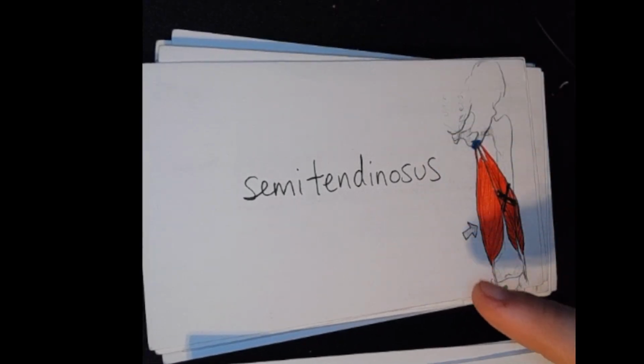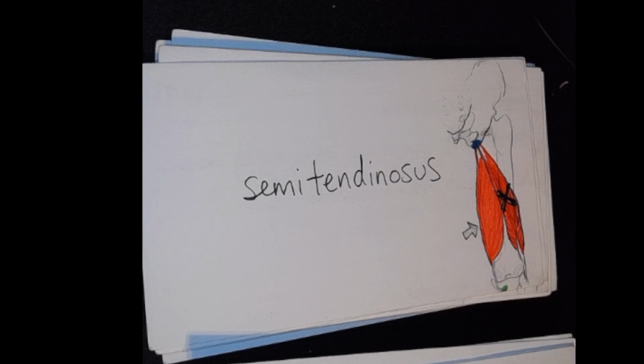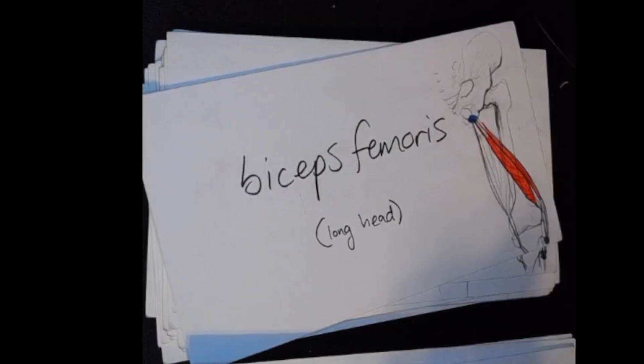Semitendinosus. Origin, ischial tuberosity. Insertion, pes anserine. Action, hip extension and knee flexion. Innervation, sciatic nerve.